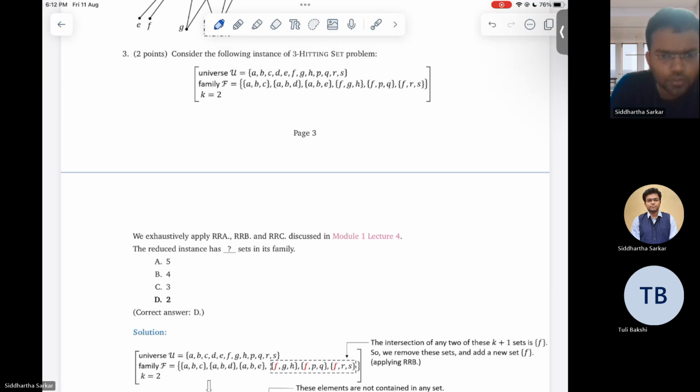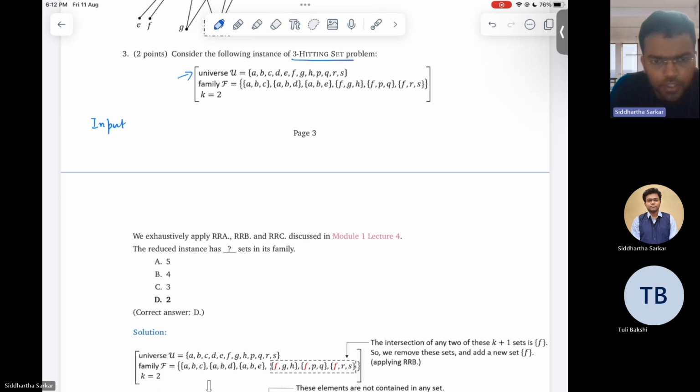So in the 3 hitting set problem, the input is as you can see, a universe U. Am I online? I'm just checking if the connection is okay. Yes, I'm able to see the screen.